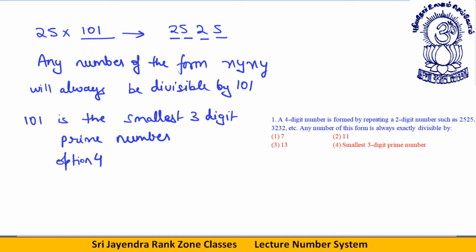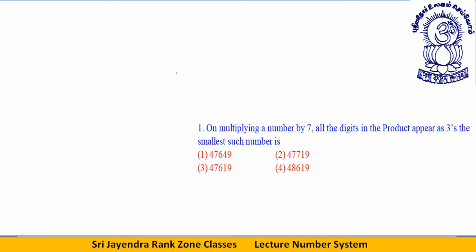Let me show you one more question. The question which I will bring to you is a good one actually. Students, this is a super tricky question. There are two ways of doing this. On multiplying a number by 7, all the digits in the product appear as threes. The smallest such number is what? Either you can multiply and try each option by 7, or you can apply a logic.